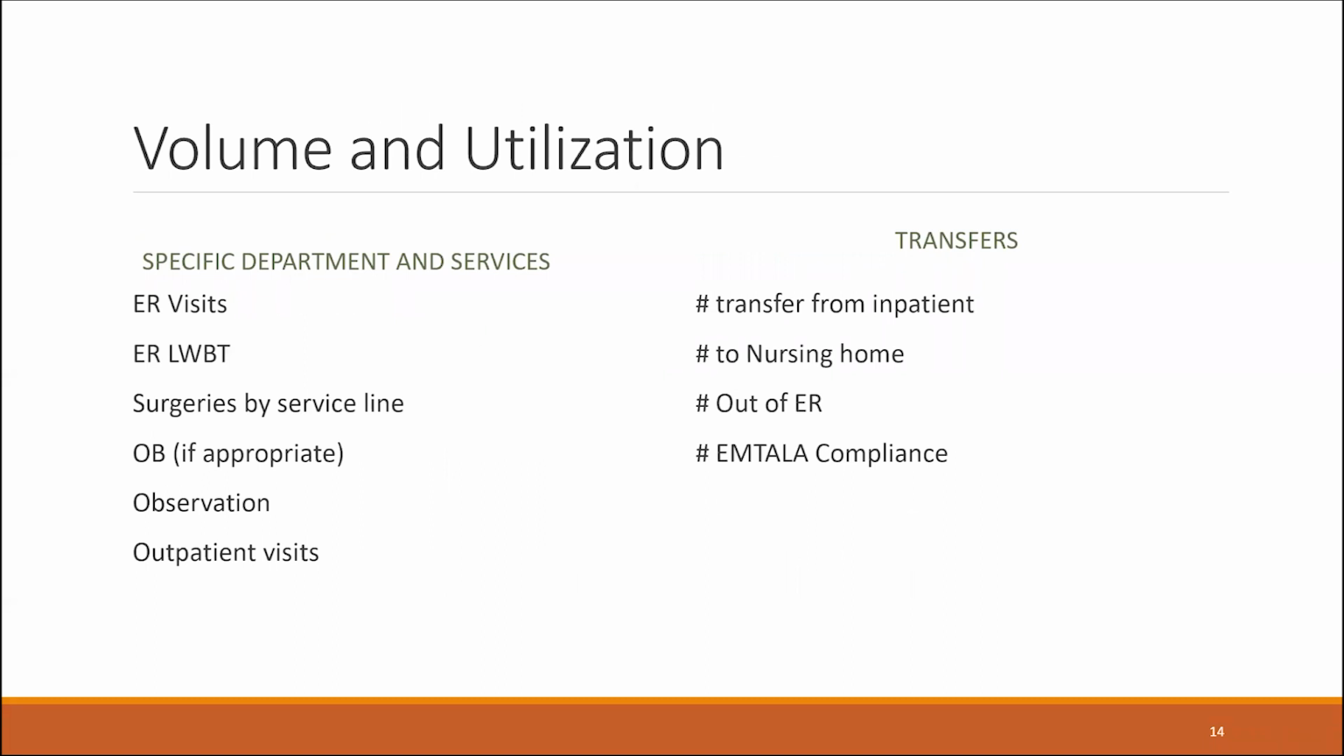So looking at our transfers, the number of transfers from inpatient or to a nursing home, how many went out of our ER to a higher level of care? Looking at our ERs left without being treated. And this is one of those that we're also measuring in MBQIP in the outpatient domain in the MBQIP categories. Looking at our ER visits, did they increase because of our COVID year as compared to prior, or did they decrease because patients didn't want to come into the emergency room? Again, just giving you some ideas of where you can go.